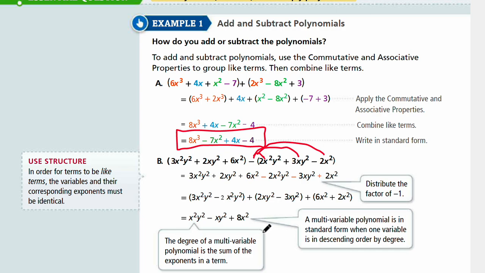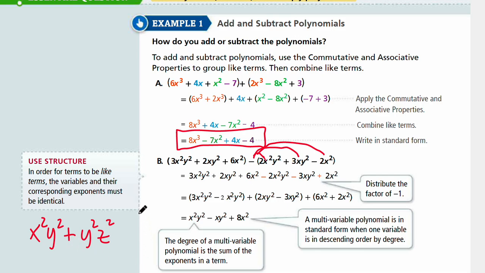What if you have terms that have the same degree? So for example, x squared y squared, and then you have y squared z squared, right? They have the same degree, so the order doesn't really matter. Usually you would put it in alphabetical order, but if the degree is the same, it doesn't really matter which comes first.